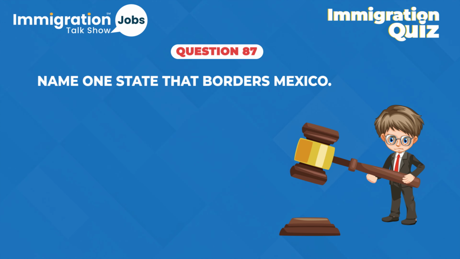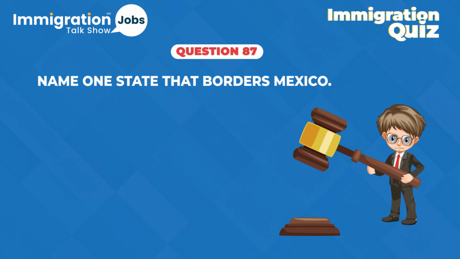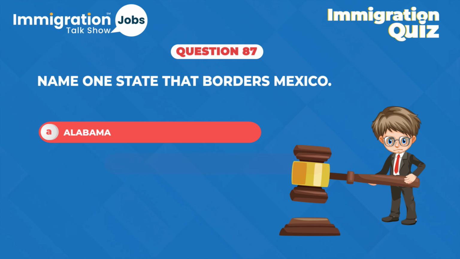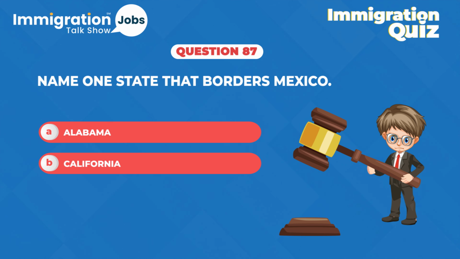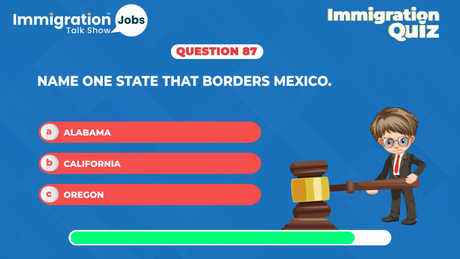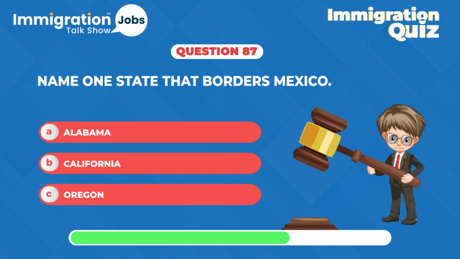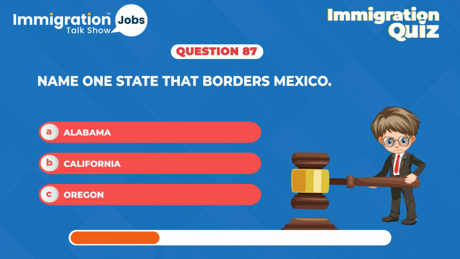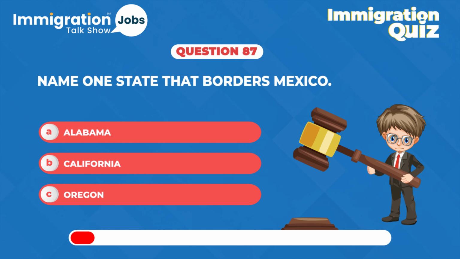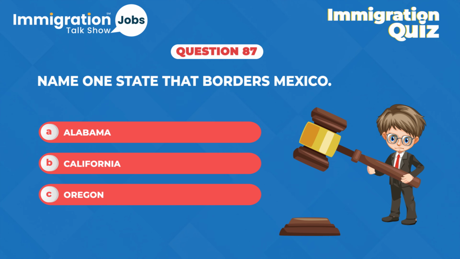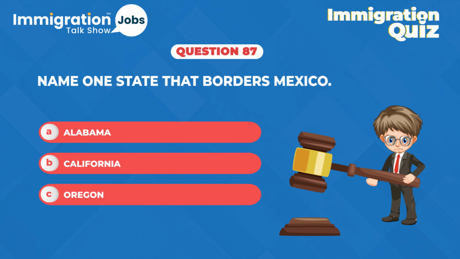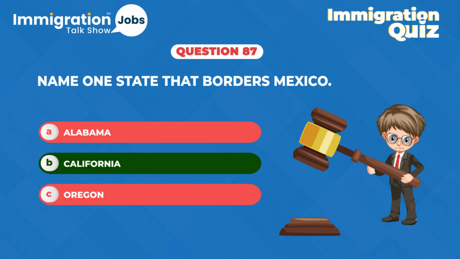Name one state that borders Mexico. Option A, Alabama. Option B, California. Or option C, Oregon. And the correct answer is option B, California.